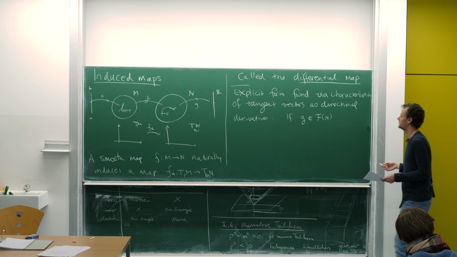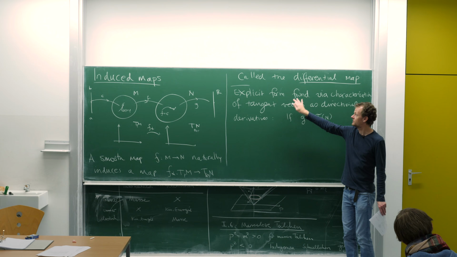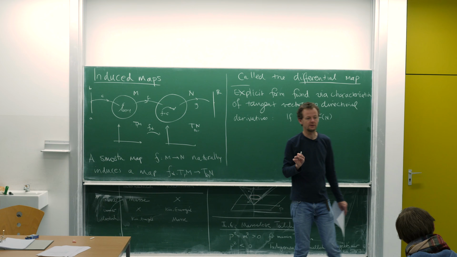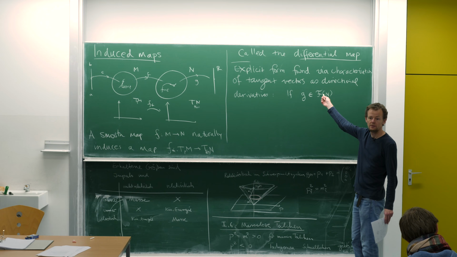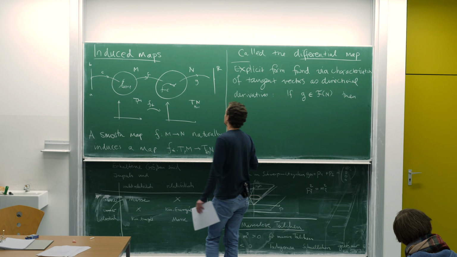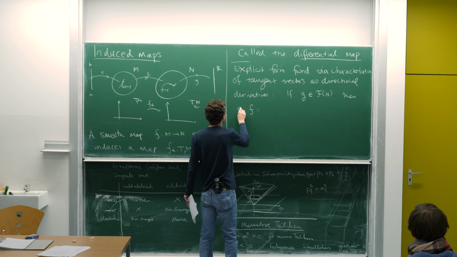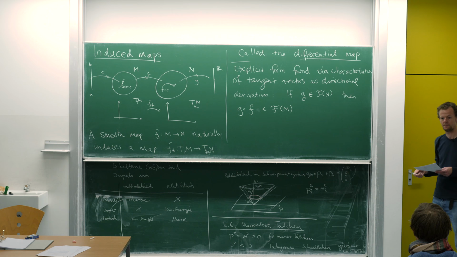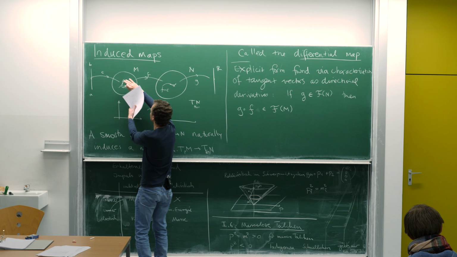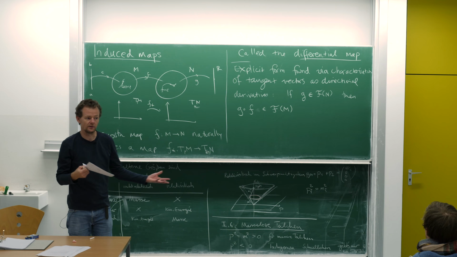I'm writing how we're going to approach the task of getting an explicit form of this induced map f star, this differential map. We do it by using the characterization of tangent vectors as directional derivatives. And we first note that if g is some function on N, then we automatically get a function on M via f. So doing f first, then g, well, that's a function on M. But now we have some function on the manifold M, and we know how to deal with tangent vectors in that situation.